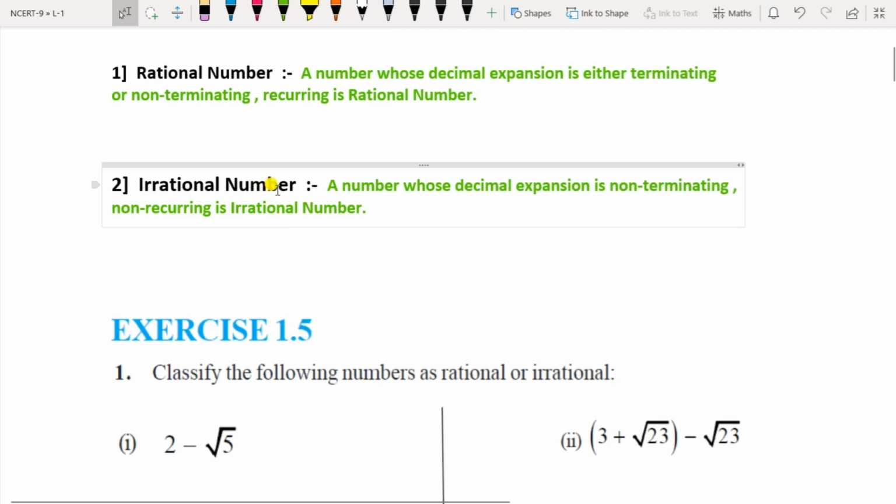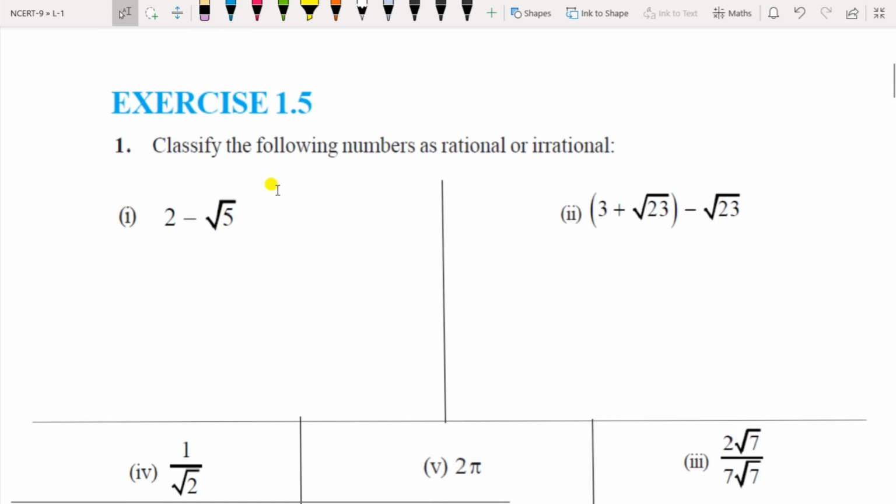Okay, so here it is exercise 1.5. Here the numbers have been given. You have to say whether each is rational or irrational. First number is 2 minus root 5. This is a natural number and this is an irrational number. We cannot subtract these two numbers, so this is an irrational number.